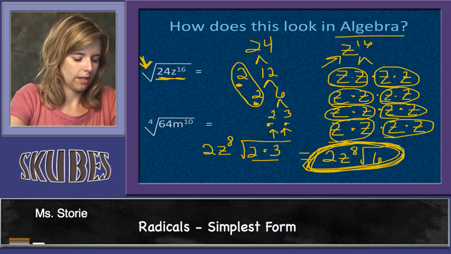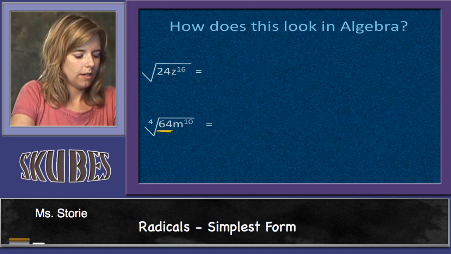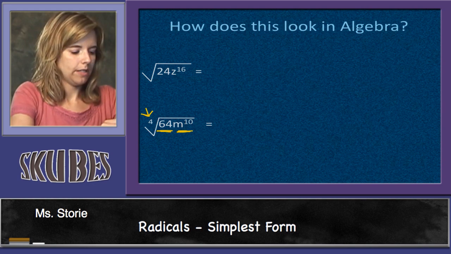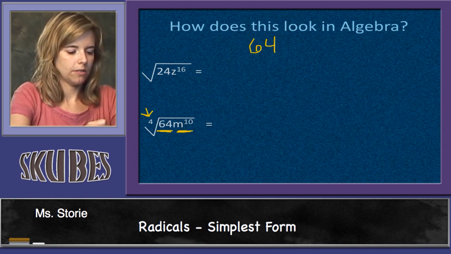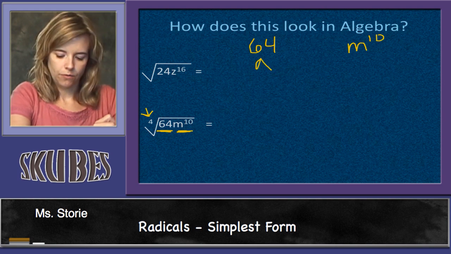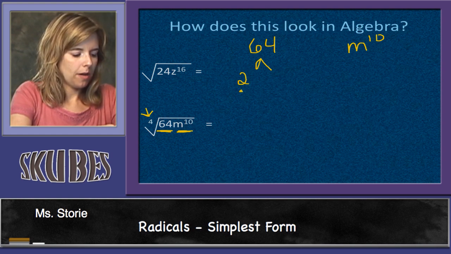Now let's take a look at the next one. We're going to look at 64 and m to the 10th. We do have an index this time, so we're looking for groups of 4. So let's break down 64, and let's also break down m to the 10th. So for 64, let's do it by 2. 2's prime and 32.